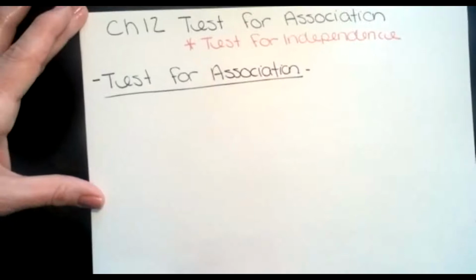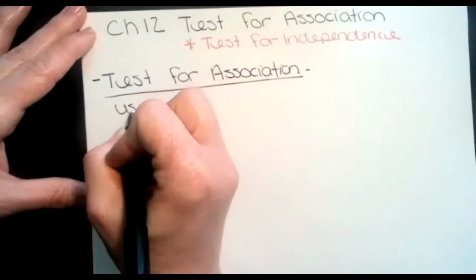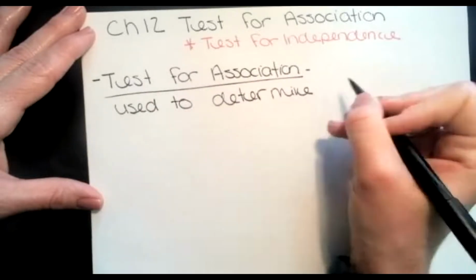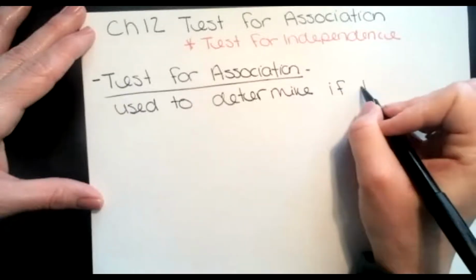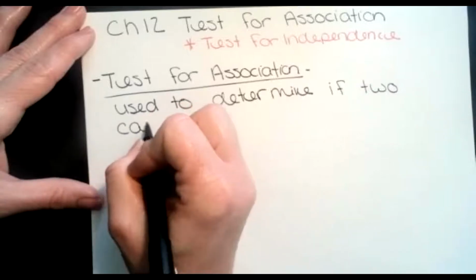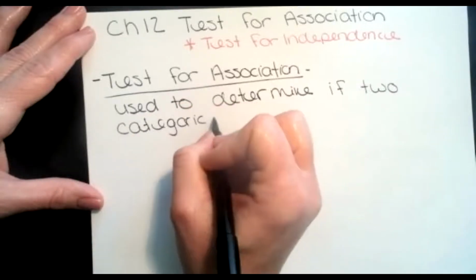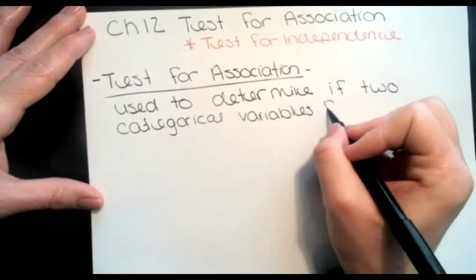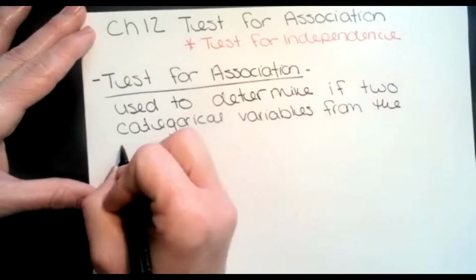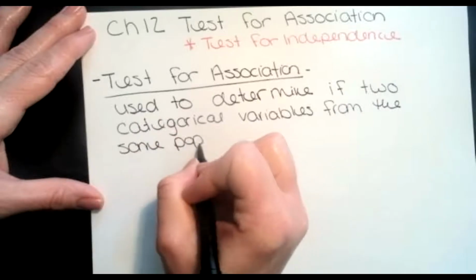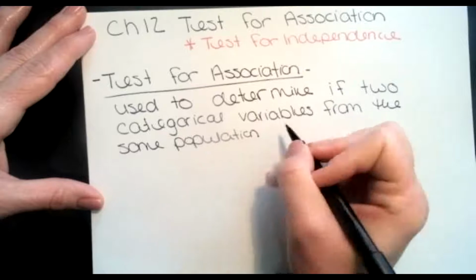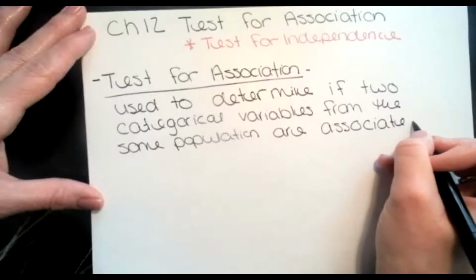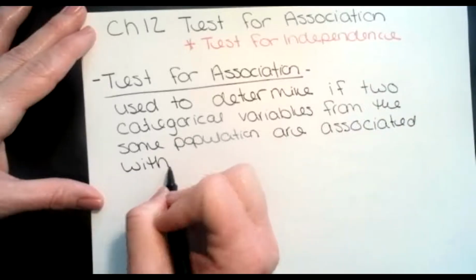Okay. So the test for association or test for independence is used to determine if two categorical variables from the same population are associated with each other.